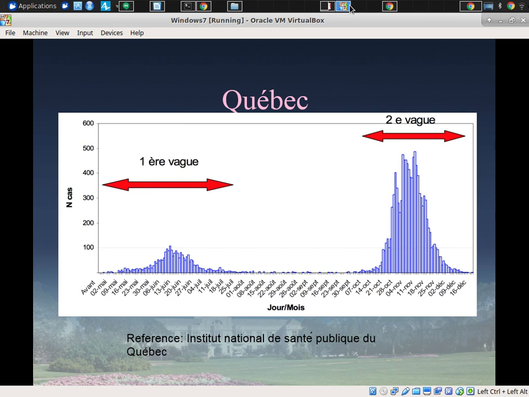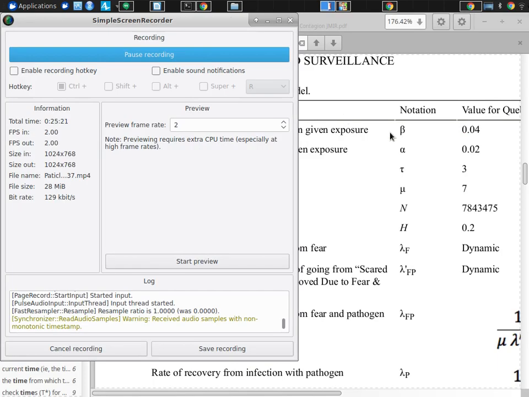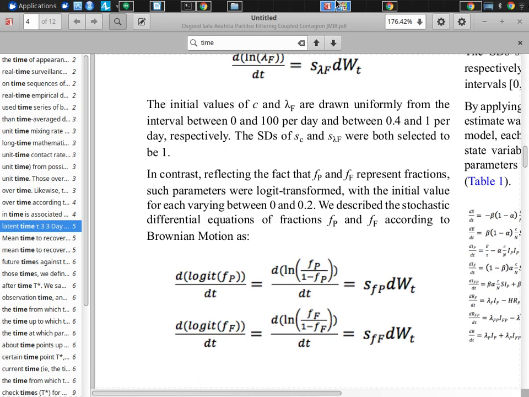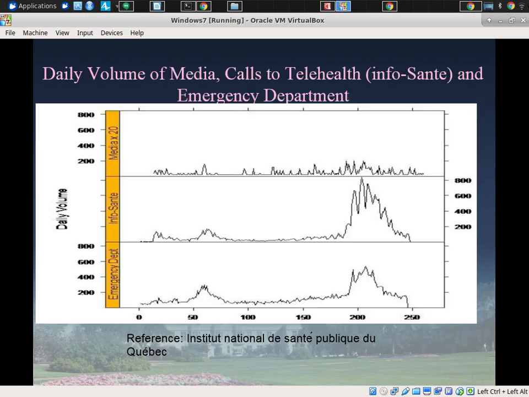Now from Quebec, we had a première vague and a deuxième vague, so there was a first and second wave. And we had a number of, I believe, clinical cases diagnosed. It may have been lab confirmed cases. Again, my memory is off, but I could certainly find out for you immediately by referring to our paper, okay?